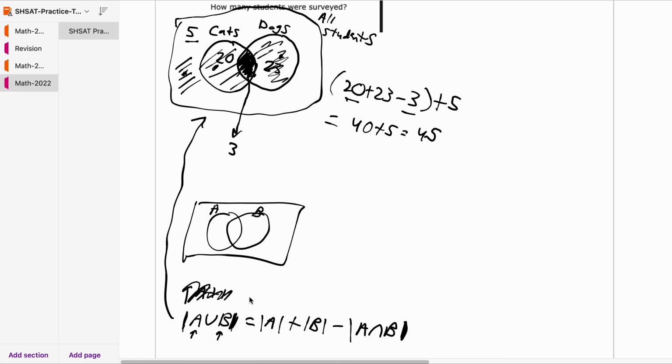But you don't actually have to know this. You can just reason through it. But it might be good to know that, whenever you have this sort of intersection and you're trying to count the people in both groups, you always have to avoid that double counting by subtracting out the people who are in both.